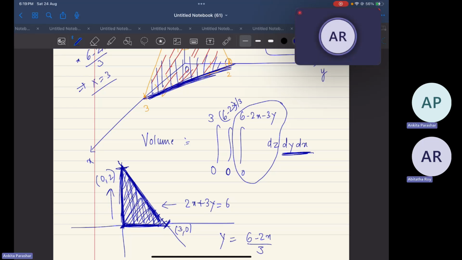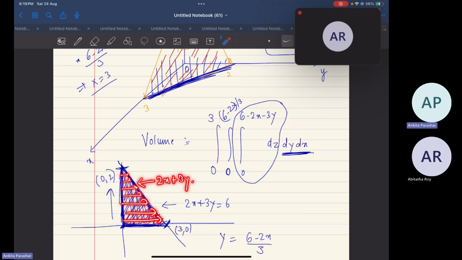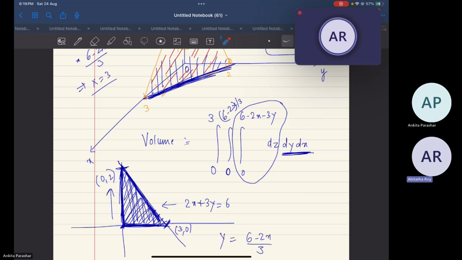We are taking the limit of y from 0 to (6 minus 2x) by 3. I am taking it as type 1. It starts from 0 to this, and this equation is nothing but 2x plus 3y equal to 6. So starting from 0, I go to this part, and x varies from 0 to 3. So we are taking y from 0 to (6 minus 2x) by 3.